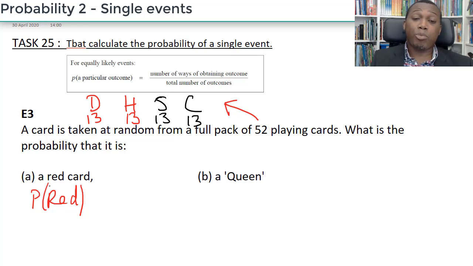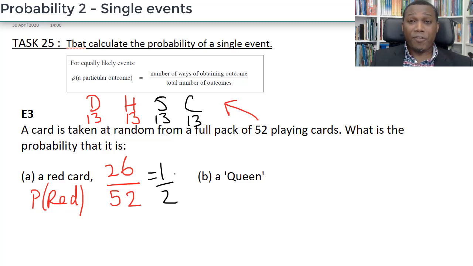So the probability of getting a red card: there are 26 red cards, divided by the 52 cards in the deck, so 26 on 52. If you simplify that, it would be a half. So you have a 50% chance of getting a red card if you pick a card randomly from a deck of cards.